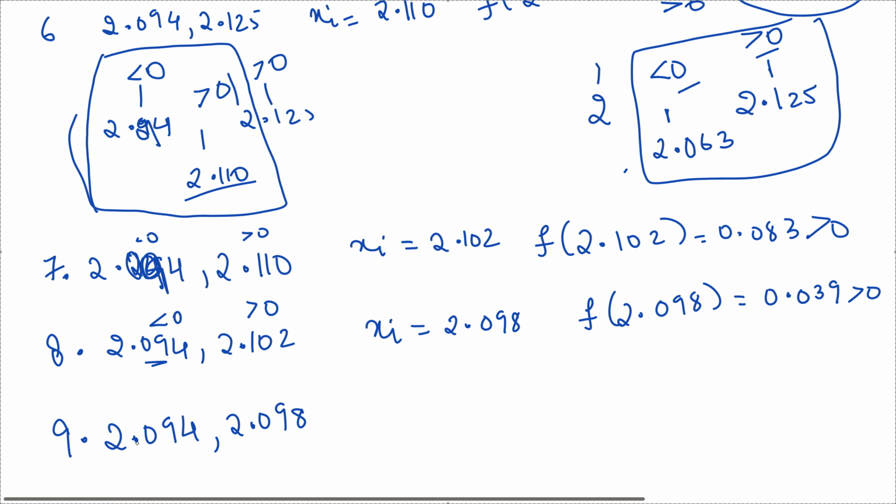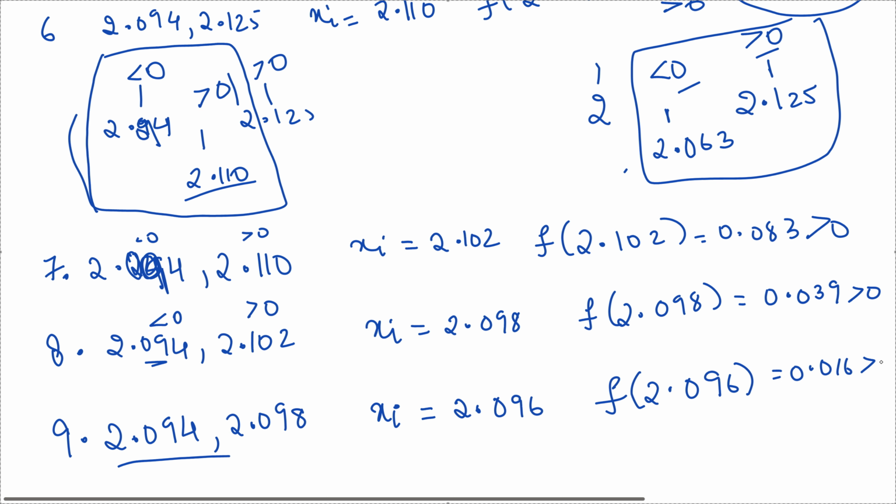Are we noticing the interval was 2 comma 3? Now for finding out the root, we have almost shrunk it to 2.094 and 2.098. Now our xi is 2.094 plus 2.098 divided by 2 is 2.096. And f of 2.096 is 0.016, which is greater than 0.